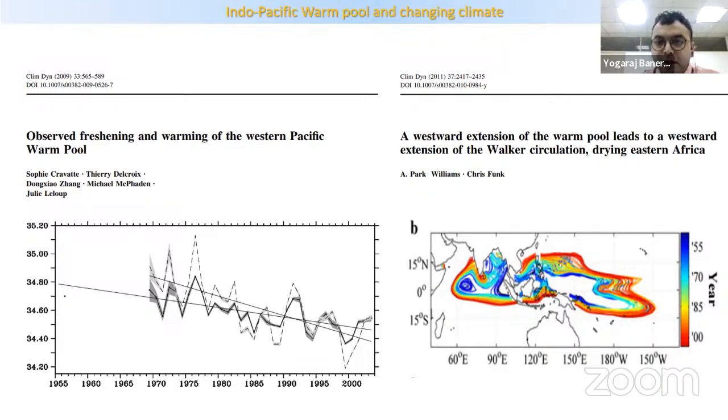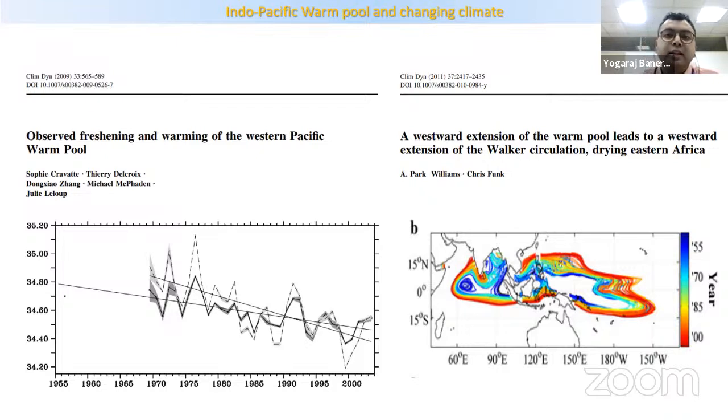In another study by Williams and Funk in 2011, they showed the expansion of the Whirlpool towards the western part, and this expansion is affecting the climate of Eastern Africa. It is leading its climatology towards more drier conditions. And also, people have documented that the storm tracks in the eastern part of Australia are also changing.